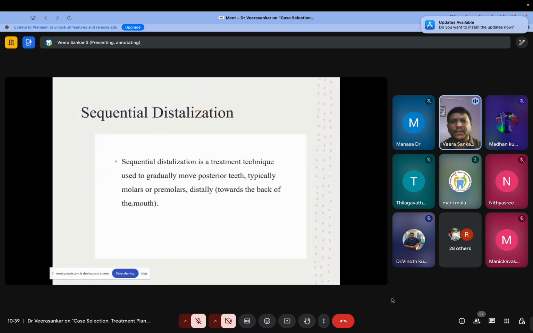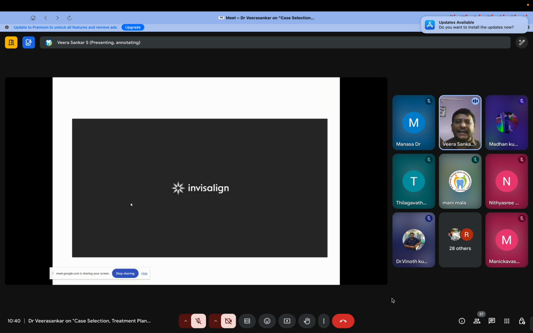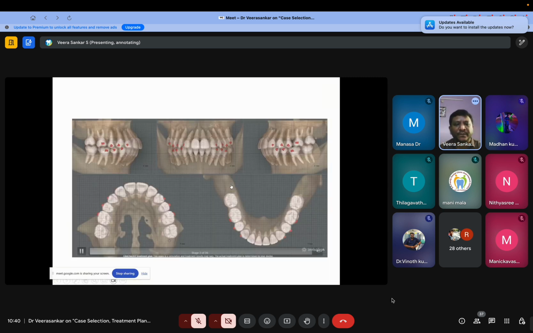We have applied something called sequential distalization. As we discussed before, it is nothing but holding all the teeth from the first molar on one side to the other side. We will hold it. We will not initiate any tooth movement. We use this as an anchor unit to push the second molar distally for anterior-posterior correction. This is a CBCT integrated with intraoral images of the same patient.